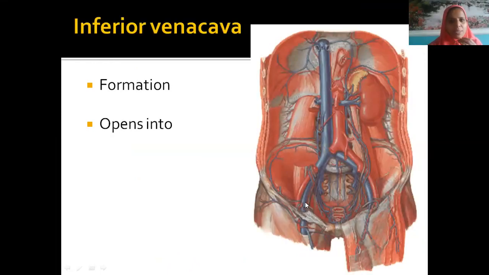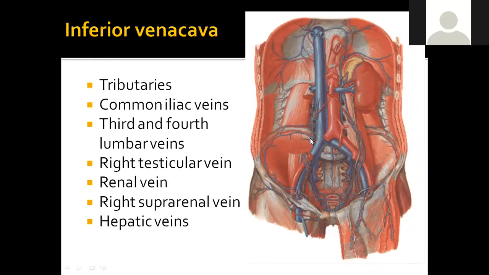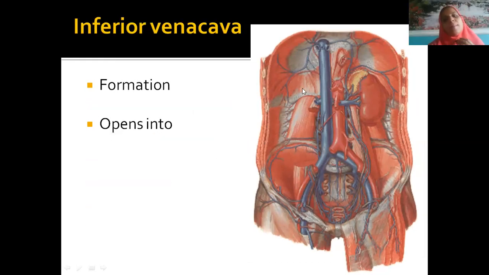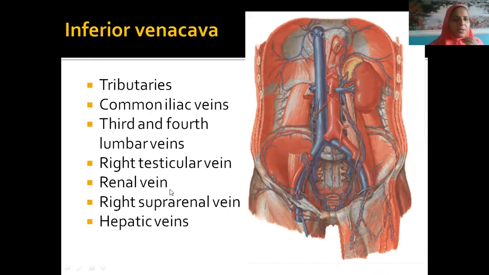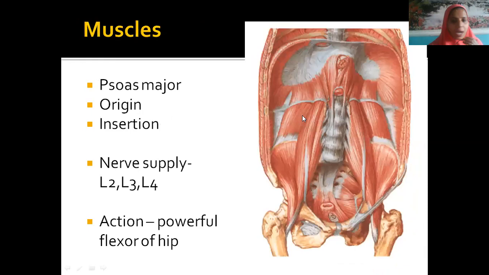Similarly, how is the inferior vena cava formed? Right and left common iliac veins join to form the inferior vena cava. Where does the inferior vena cava open into? Right atrium. Very good. The tributaries have the same names: common iliac veins, third to fourth lumbar veins, testicular or ovarian veins, renal veins, suprarenal veins, hepatic veins. All these correspond to the branches of the abdominal aorta.